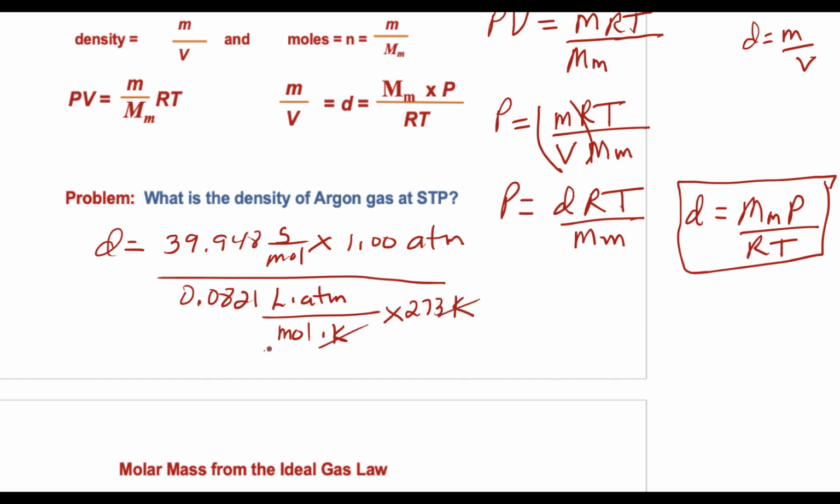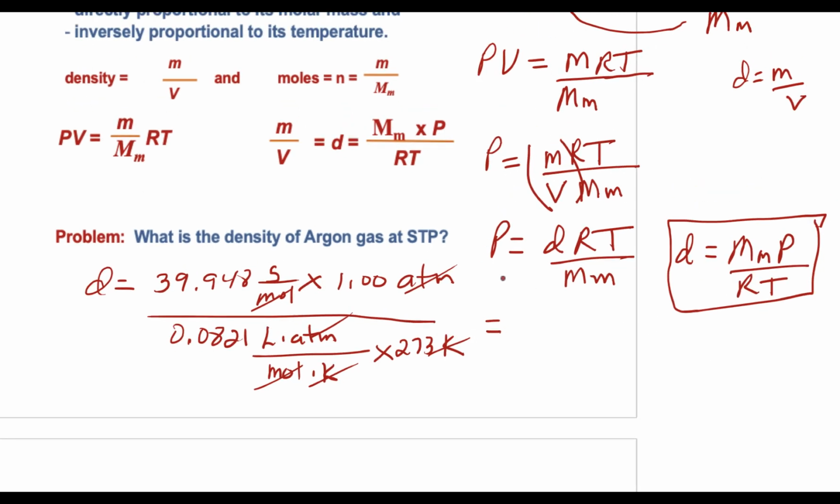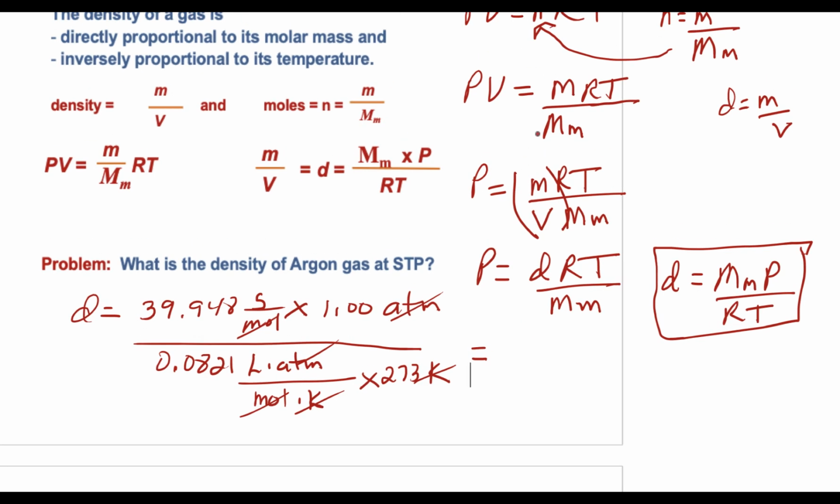So we see that everything here cancels out, except we're left with grams per liter, which will be the density in grams per liter. So 39.948, and then we'll divide that by 0.0821 times 273, and I get a density equal to, whoops, okay, 1.78 grams per liter.